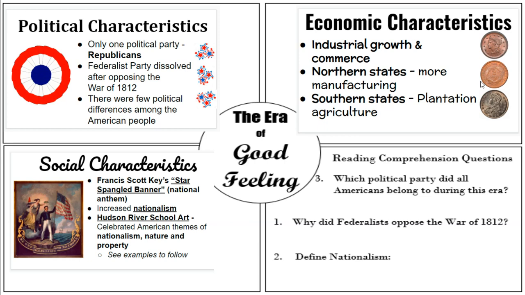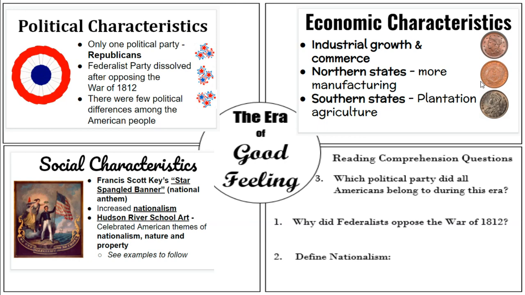Some economic characteristics we talked about, spurring economic growth after the War of 1812, and we see that here as well with industrial growth and commerce. We have more manufacturing in the northern states, and we still have the plantation system and agriculture in the South. The social characteristics of this era of history, we have Francis Scott Key's Star Spangled Banner, which becomes the national anthem, and we have increased nationalism. Also, we had looked at the Hudson River School art, which celebrated American themes of nationalism and nature and property.